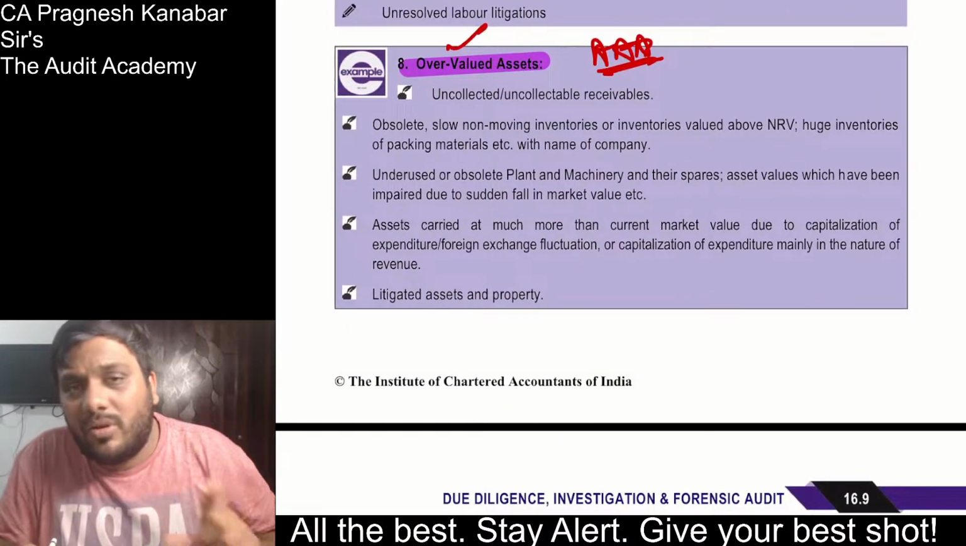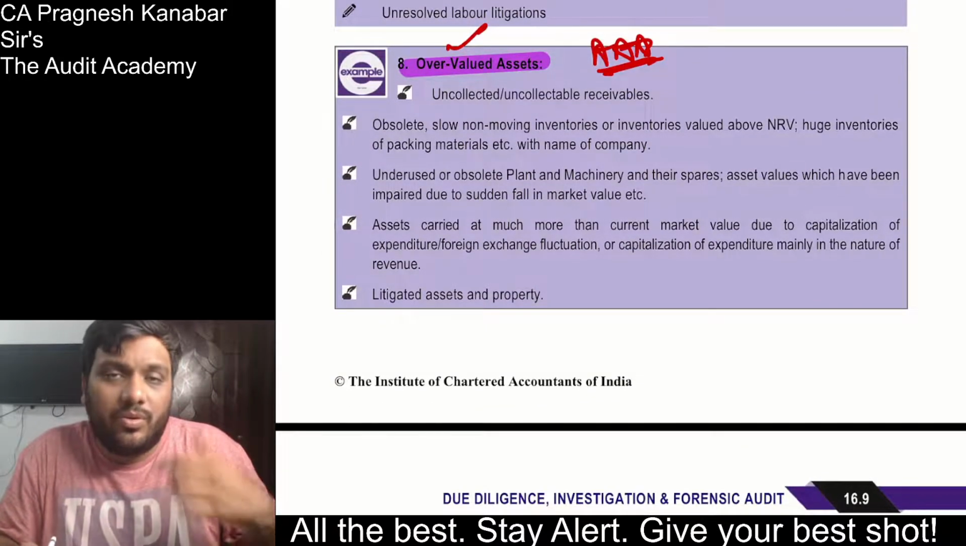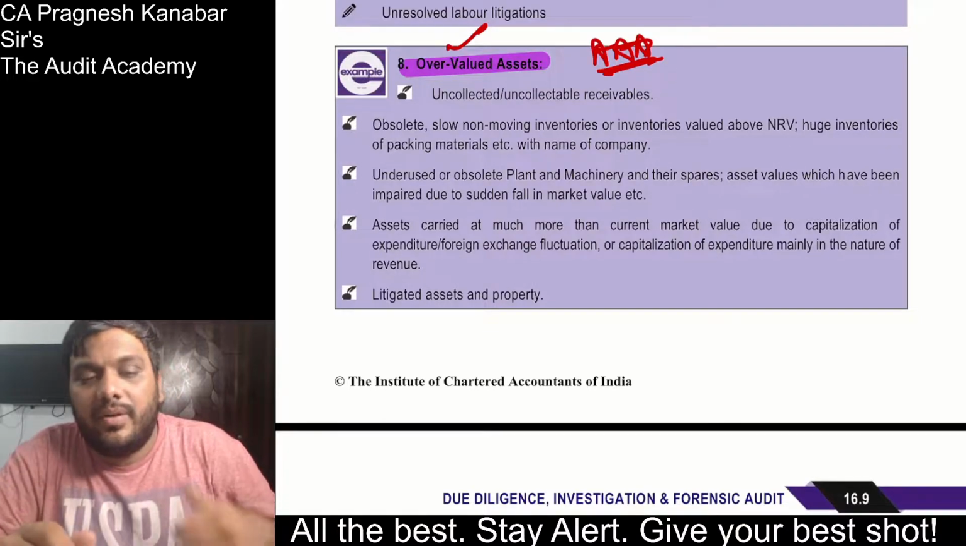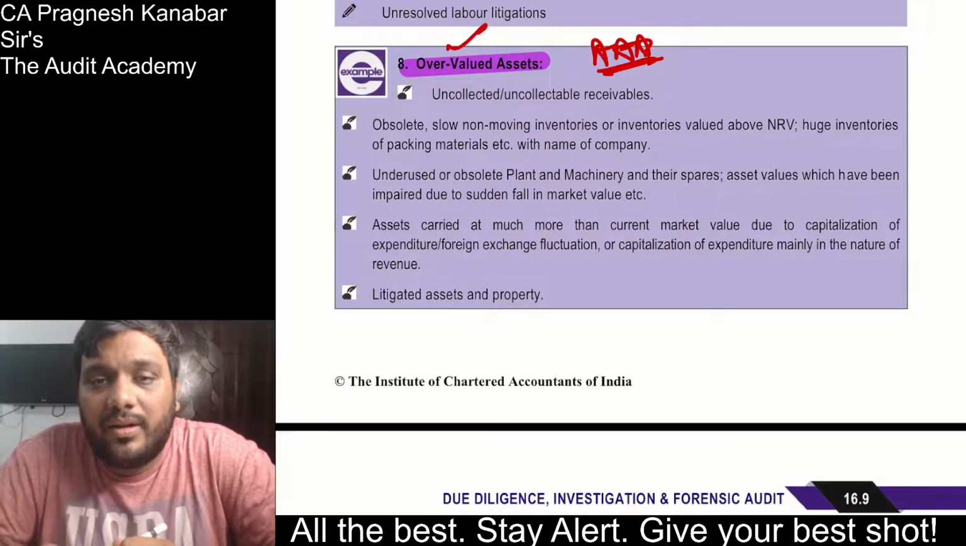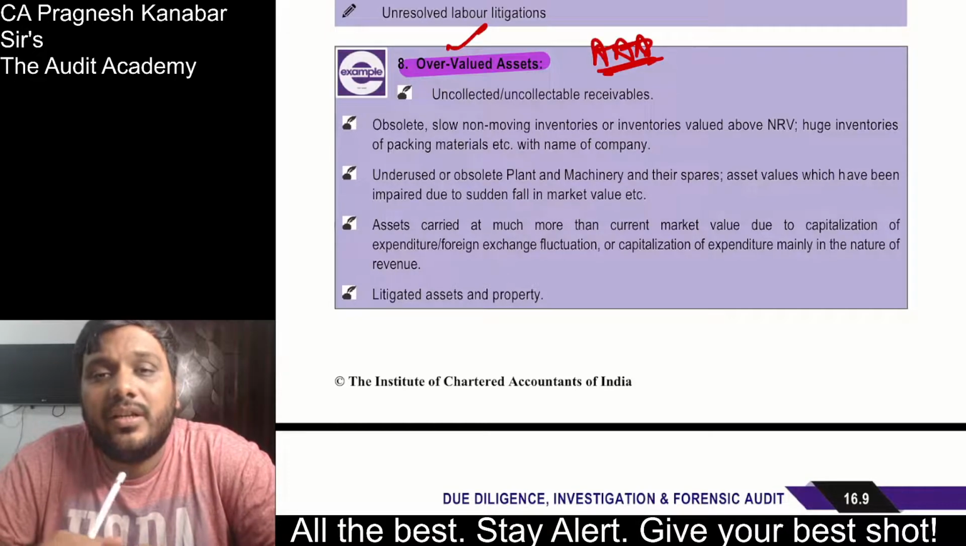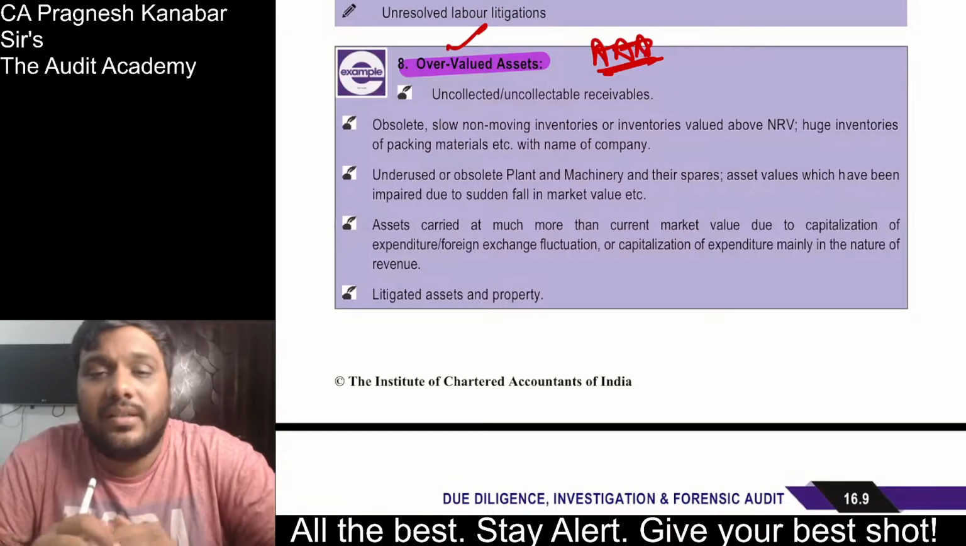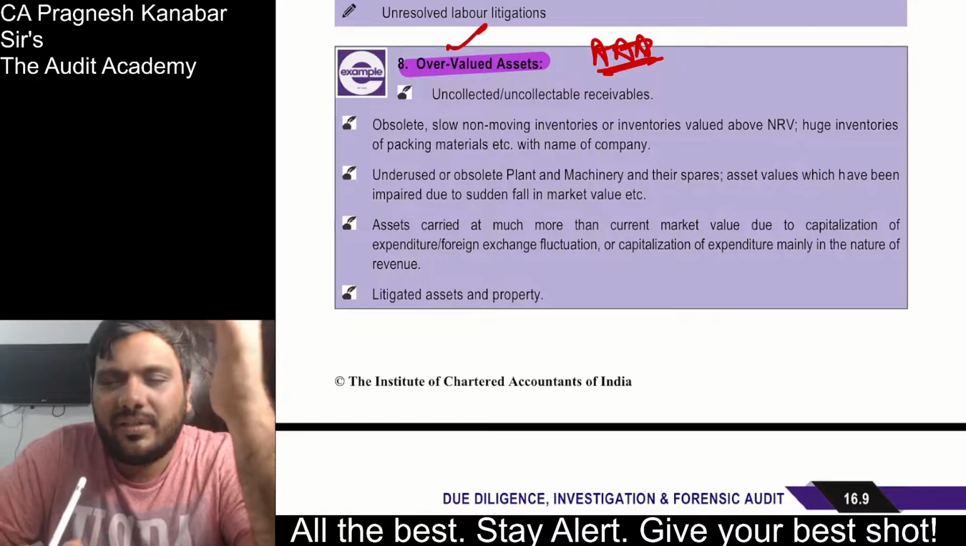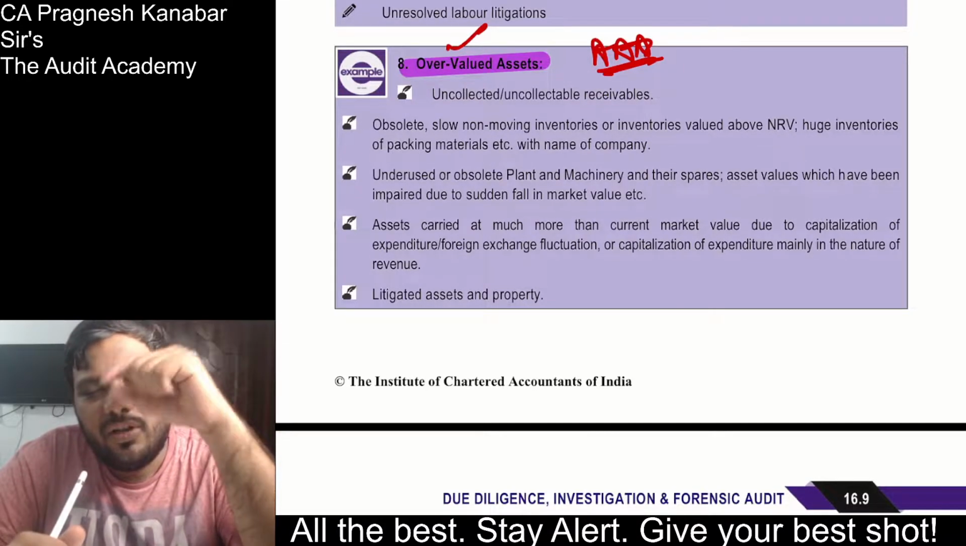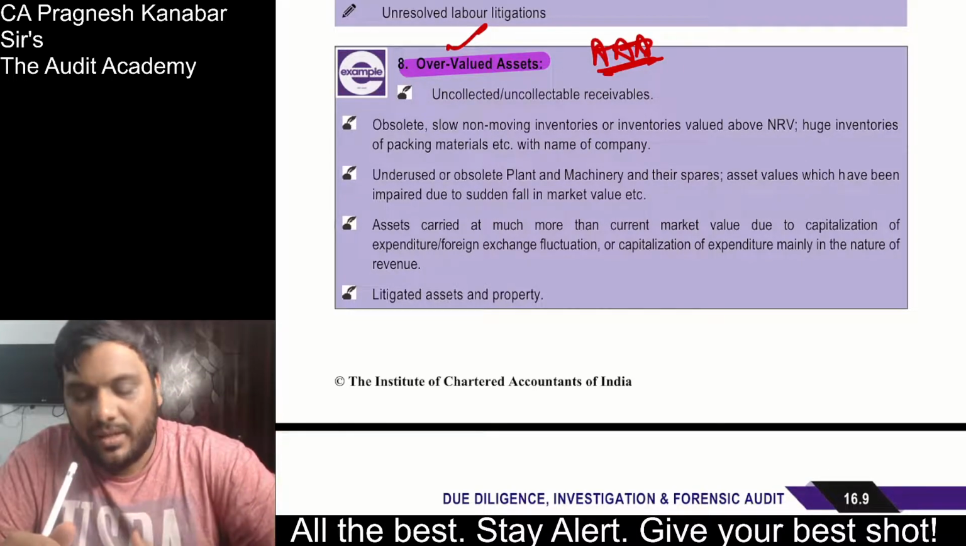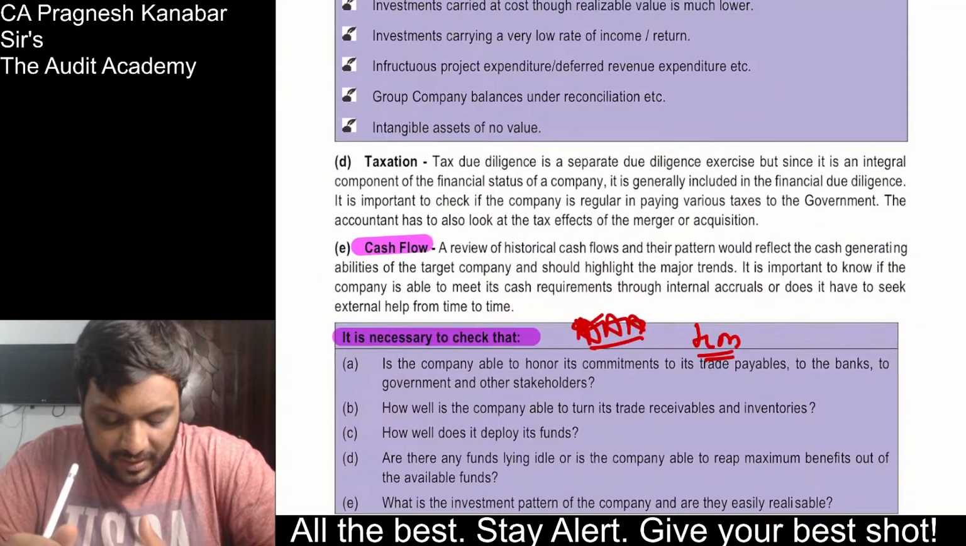Overvalued assets, just think about the whole balance sheet. Obviously when you are doing due diligence, you'll be worried about overvalued assets. So just think about the asset side of the balance sheet, and what if the assets are overvalued. So just think about fixed assets, investments, how they can be overvalued. So we'll check that should not happen, correct? So you can go through these points, these examples over here.